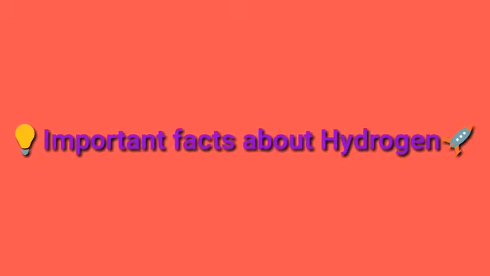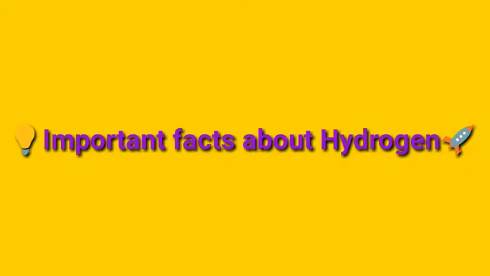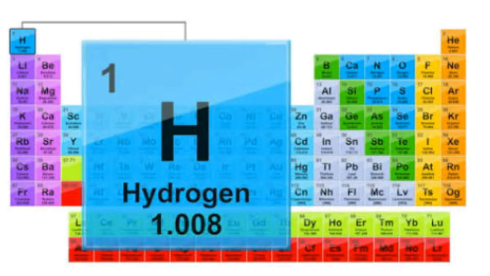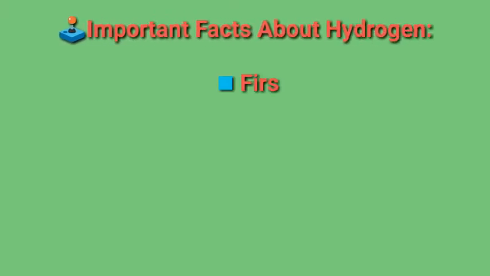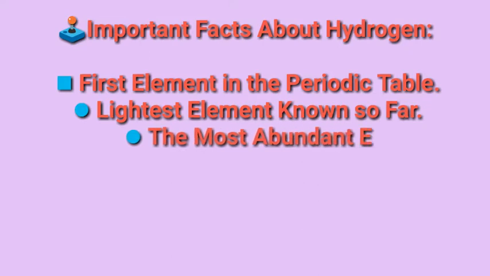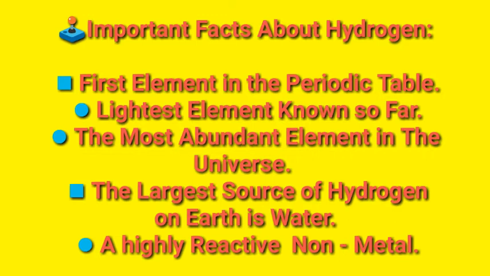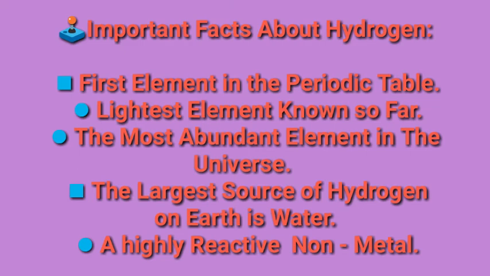Hydrogen, why is it important? That means important facts about hydrogen. If we look at the periodic table, in the first position of the periodic table you can find hydrogen, and it is a non-metal, and it is the lightest element known so far, the most abundant element in the universe. The largest source of hydrogen on the earth is water, and hydrogen is a highly reactive non-metal.